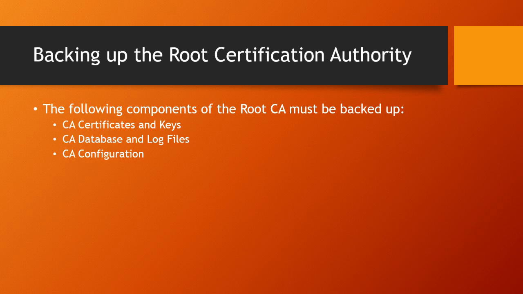So you have to install Windows Server 2012 on another machine, whether that's a physical machine or whatever the case may be, and then you would go through and install the CA on that new machine with the keys from the backup, and then restore the database and log files and configuration. So that's pretty much the process.